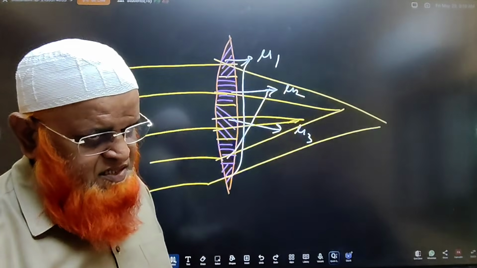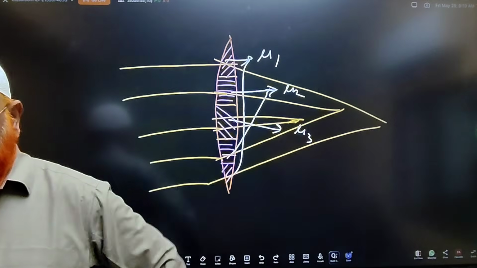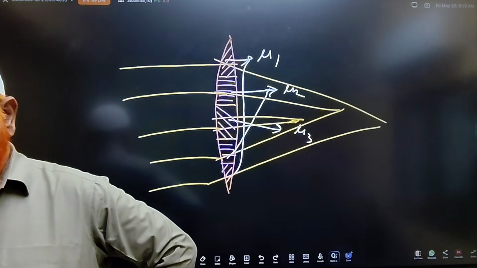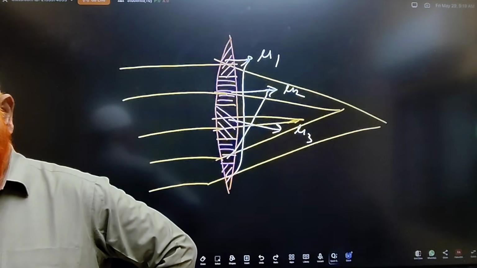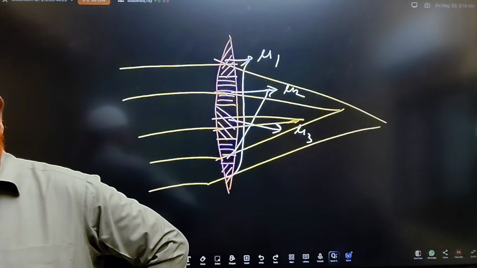So this is the story of a lens. I will give some gap. Afterwards, if I get some time, I will take half an hour or 45 minutes. I will explain the simple microscope, compound microscope and telescope. These things. Thank you. Clear?